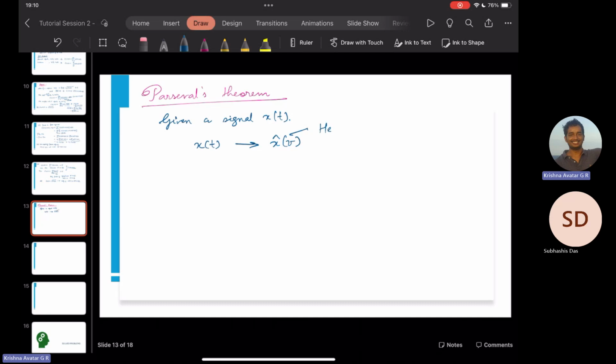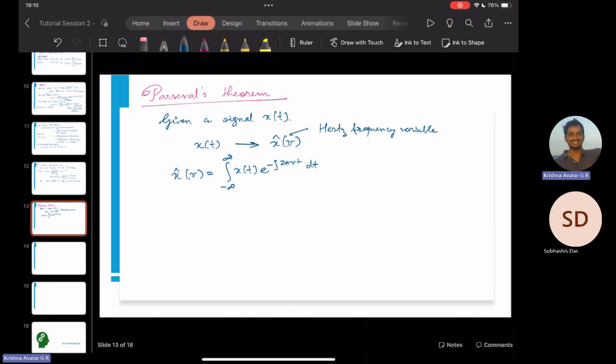And nu, as we recall from the lecture, is a Hertz frequency variable. So it simply indicates 1 by second, right? That's what we call Hertz. Now, we determine this x of nu by multiplying with the kernel, projecting it over e to the power minus j 2 pi nu t into dt over the entire time axis, right?